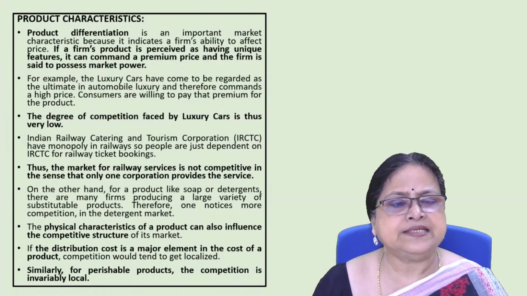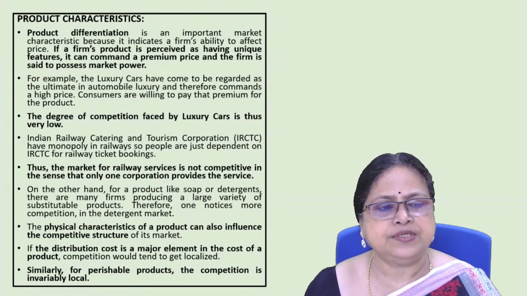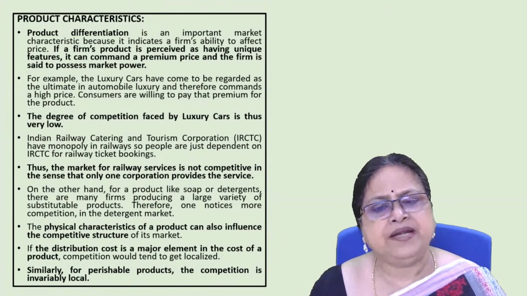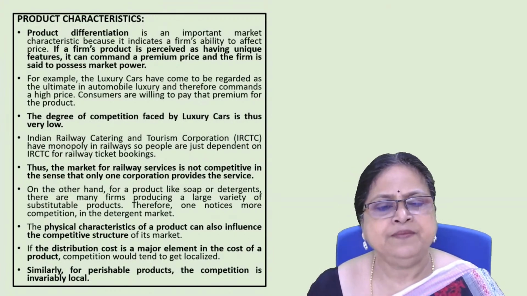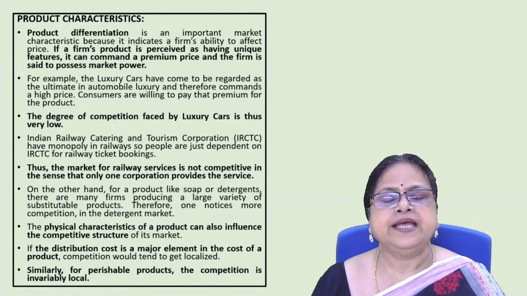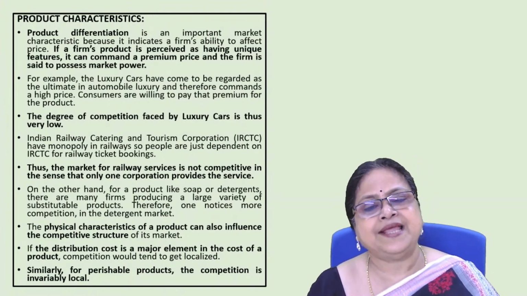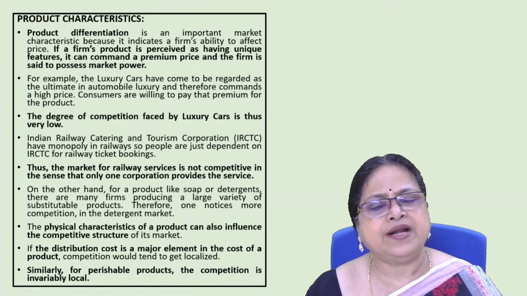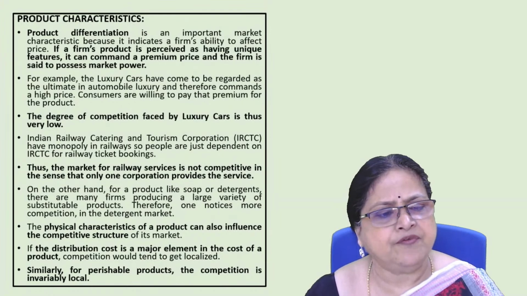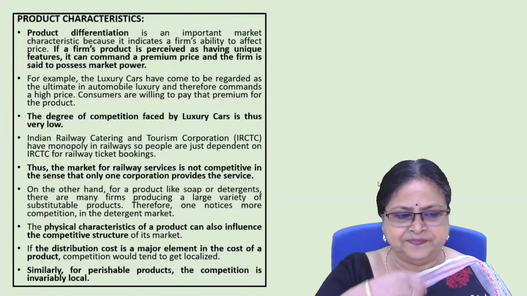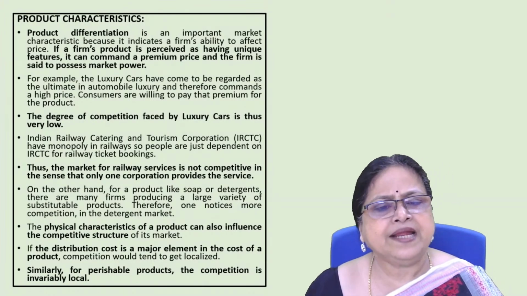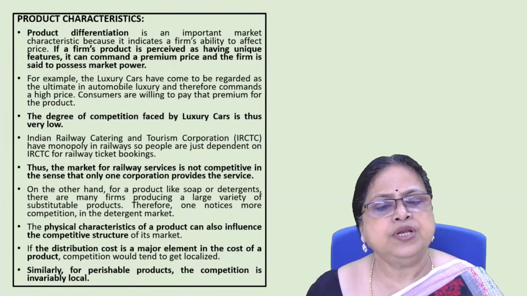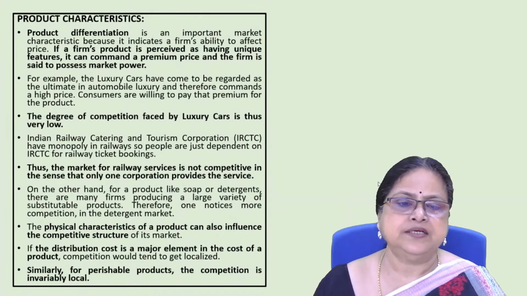Similarly, let us go to IRCTC, Indian Railways Catering and Tourism Corporation. It has the monopoly in railways. So people are just dependent. People have to spend money there. People cannot spend money on any other thing which is just like railways. Here is a monopolist. So what will happen in railway ticket booking? Whatever price they are offering, we have to take it. Thus, the market for railway services is not competitive in the sense that only one corporation provides the service.